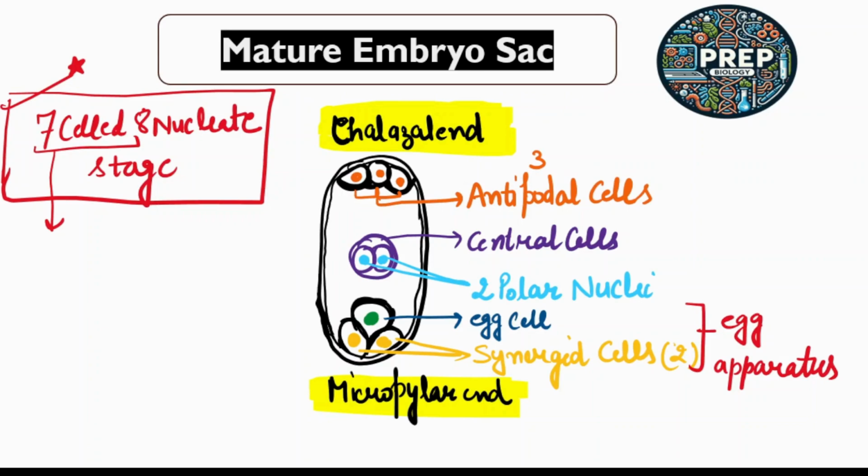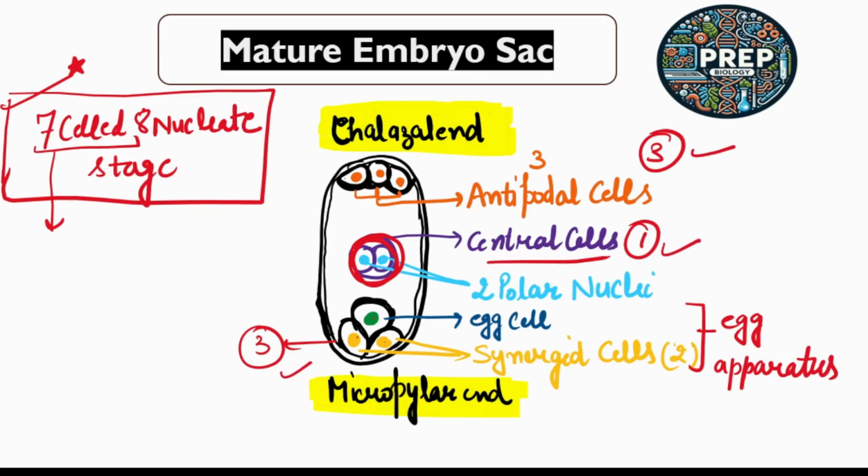We have at the chalazal end how many cells? This is 1, 2 and 3. 3 cells. And at the micropylar end how many cells? 1, 2 and 3 cells. And in the middle of the mature embryo sac, how many cells? Only 1 cell is present, the central cell. So 3 plus 3 plus 1, that is 7-celled. Okay, understood?